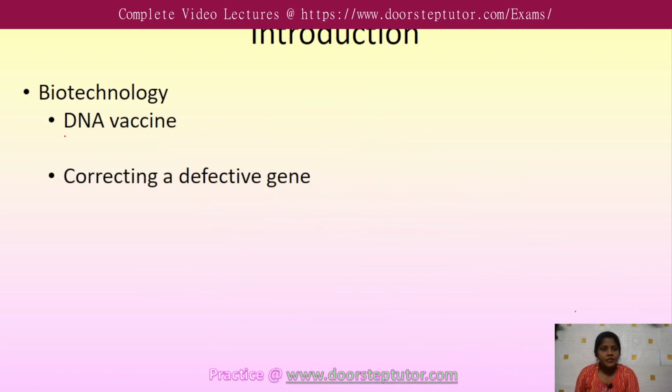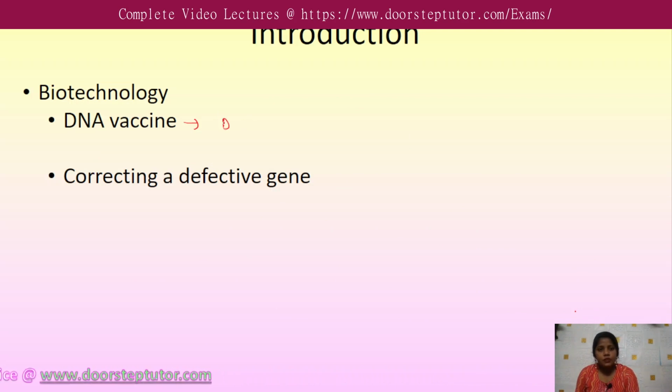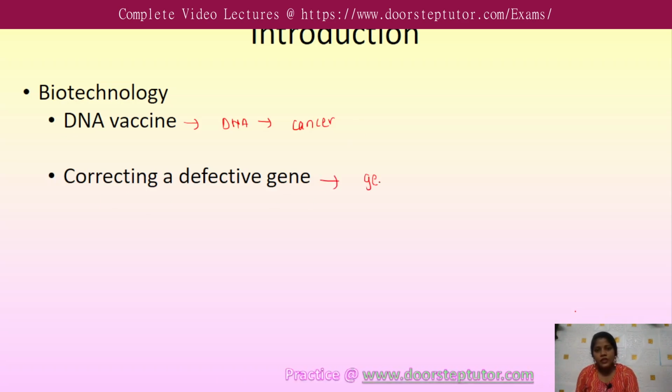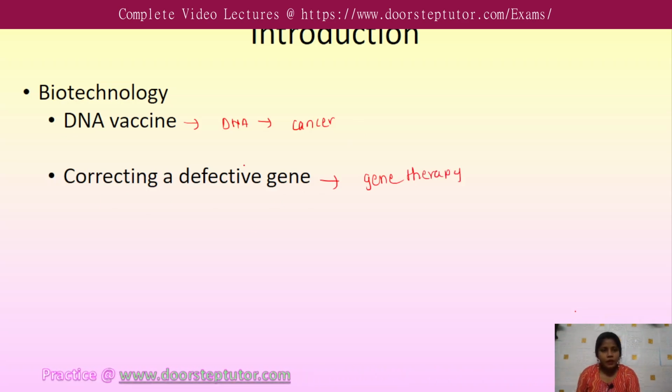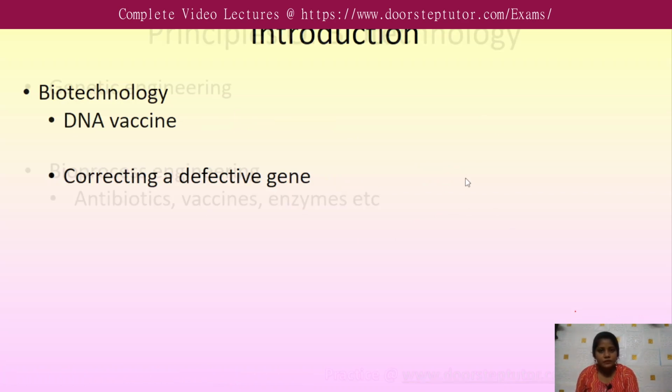Next example is DNA vaccine. Nowadays, we use DNA for making vaccines in case of cancer and various other diseases. After that, correcting a defective gene, which is known as gene therapy. So these are the examples we will see in detail in the applications.